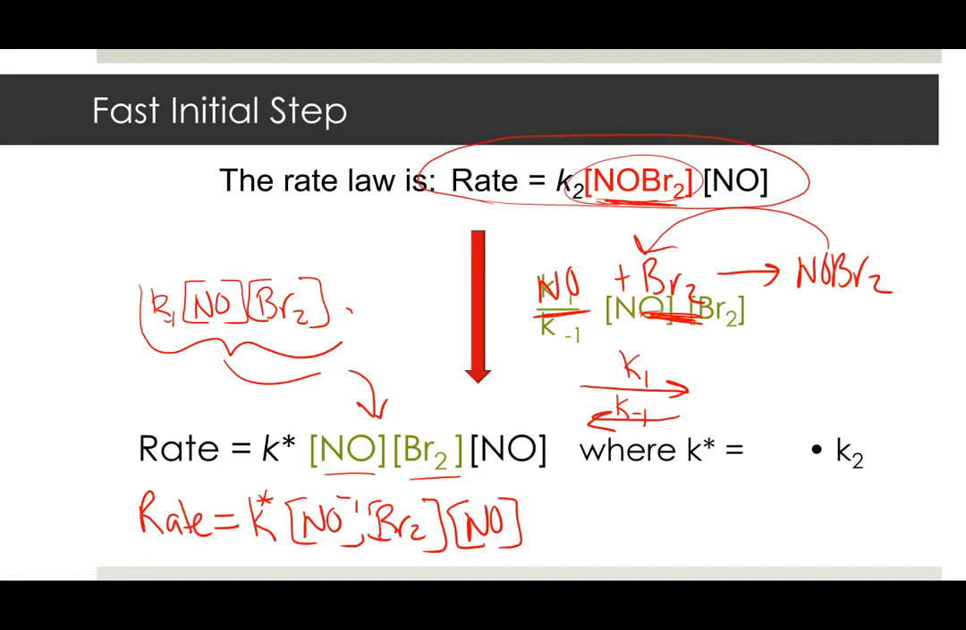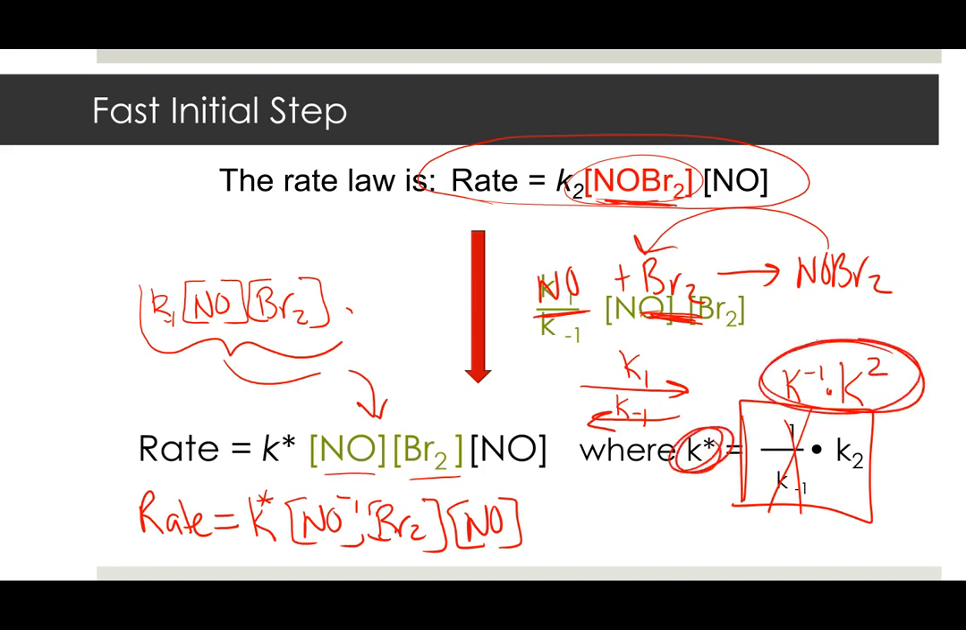So K asterisk is telling me this right here. And I'm actually going to change this. Instead of being K to the 1 over K, I'm going to say K to the -1 times K squared. So for this K asterisk, we need to acknowledge the fact that there are two different K values that are associated with this rate law. So that K asterisk addresses that right there.